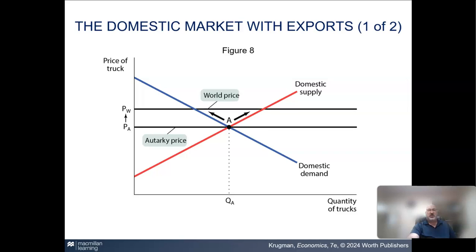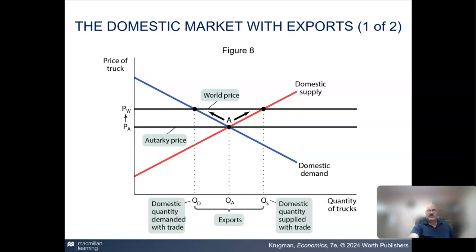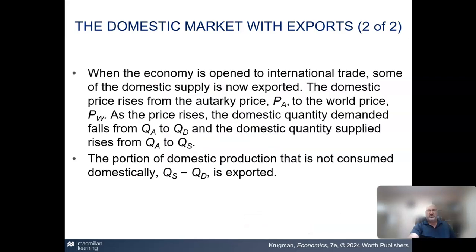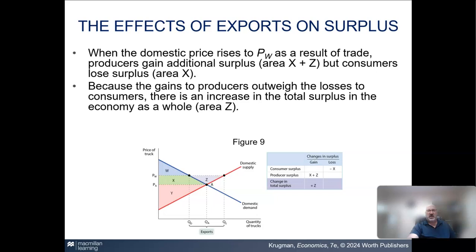With exports, world price is above the autarky price. Now we're going to be selling on the market. Domestic quantity with trade, supply is greater than demand at this point. When the economy's open to international trade, some of the domestic supply is now exported. Domestic price rises from the autarky price to the world price. When this price goes up, domestic quantity demanded falls from QA to QD. Portion of production is not consumed domestically, is just exported. It ain't no big deal.